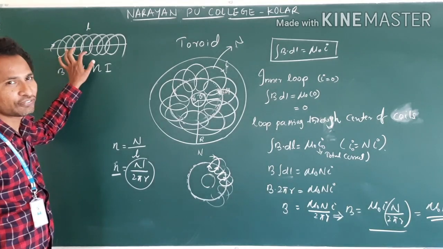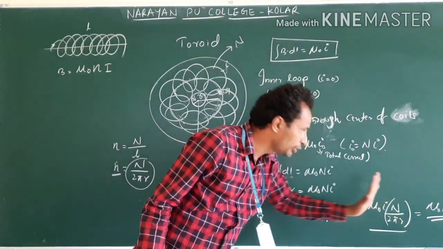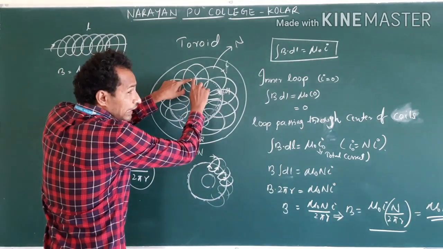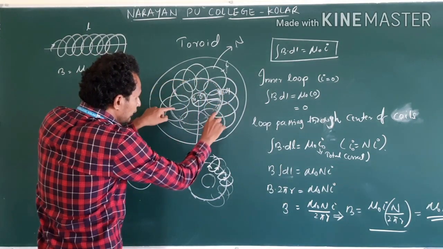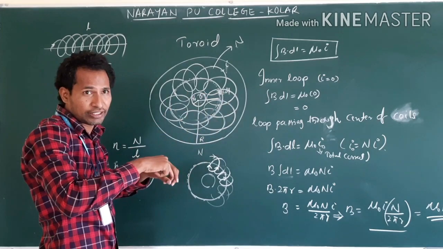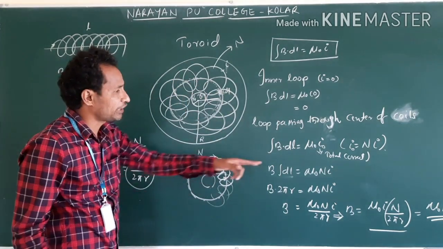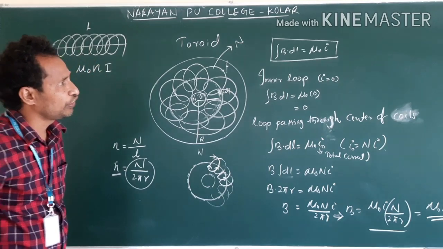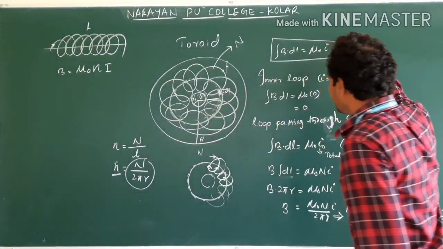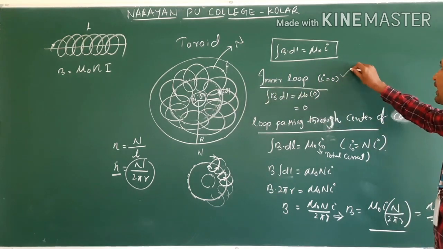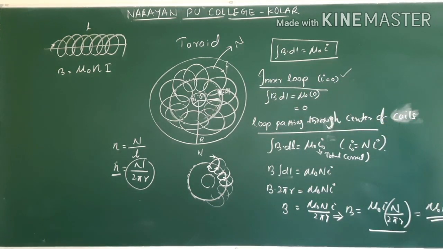Again, same as solenoid magnetic field and toroid magnetic field. This is the loop where we calculated inside the coils. Already the coils went into circular shape. Then inside the loop, the magnetic field. Now we will find finally. This is the first case, inner loop.